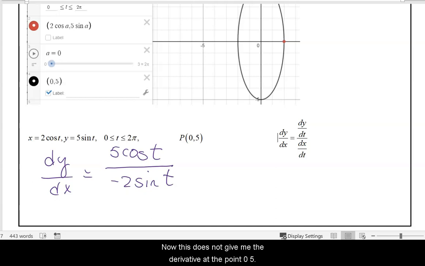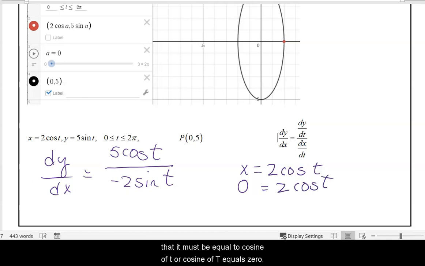Now, this does not give me the derivative at the point (0, 5). To compute the derivative at the point (0, 5), I would also need to figure out what value of t puts me at (0, 5). I can do that a couple of different ways. One way to do that is to simply set it equal. In this case, I know that x is going to be equal to 2 times the cosine of t. Since I want the x value to come out to be 0, then this means that 0 must be equal to 2 cosine of t, or cosine of t equals 0.